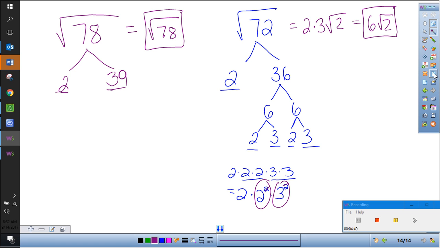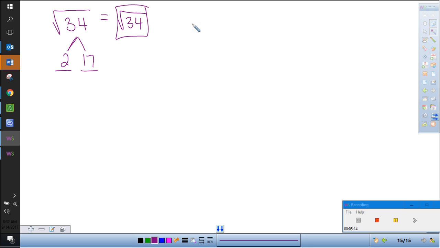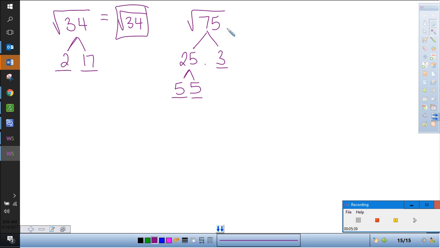Okay, let's do another one. Square root of 34. All right, so this one is even, so I can do 2. And 2 goes in there 17 times. This is a prime number. Both of these are prime numbers, so that one cannot be reduced. All right, let's try the square root of 75. Well, 2 does not go into this one, but I know 25 goes into 75, because 75 cents is 3 quarters. So I could break it apart like this, and then 25 is 5 times 5, so now that we have 5 times 5 times 3, that's 3 times 5 squared. Well, remember, the square root gets rid of the square. So the 5 comes outside, and the 3 stays under the square root.